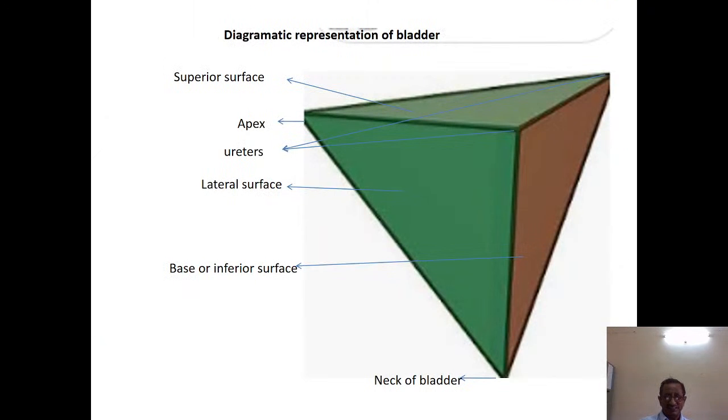So this is the tetrahedral pyramid, wherein we have a superior surface, a base and 2 lateral surfaces, one on this side, one on the other side. And now we have the border between the superior surface and base. This is the posterior border, and between the 2 lateral surfaces, the anterior border, and between the superior surface and lateral surfaces on either side, that is 2 lateral borders.